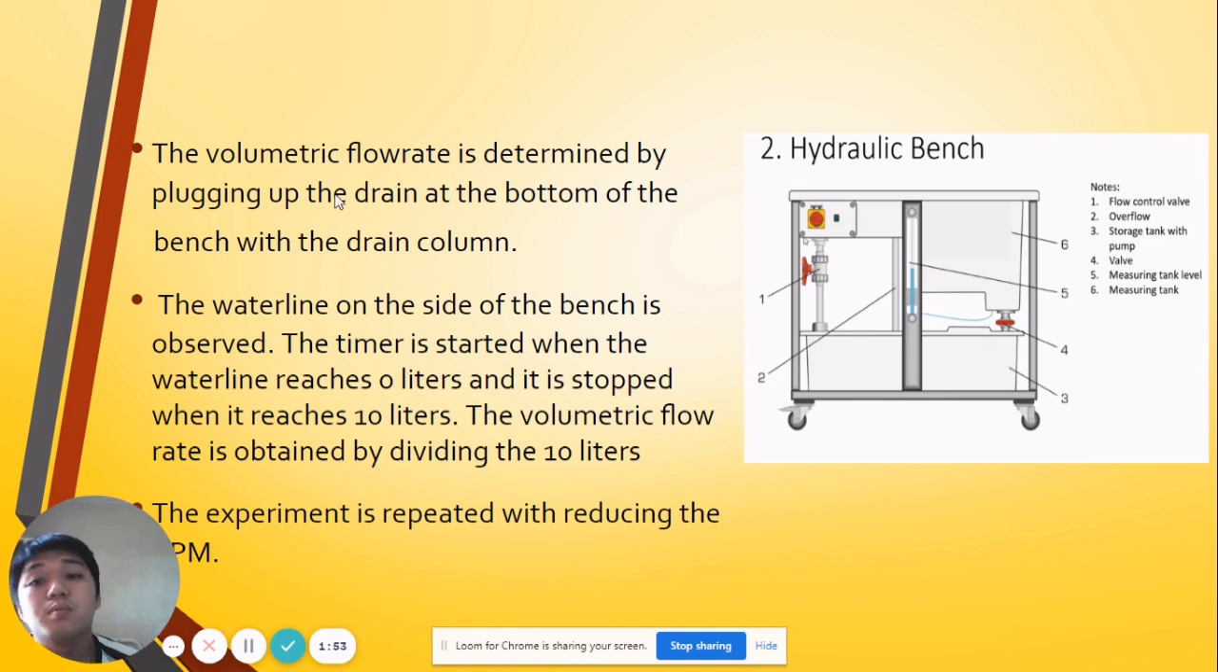The volumetric flow rate is determined by plugging the drain at the bottom of the bench, and the water line on the side of the bench is observed. The timer is started when the water is at 0 liters and stopped when it reaches 10 liters. The volumetric flow rate is obtained by dividing 10 liters by the time. The experiment is then repeated with reducing RPM. That's all for me. Thank you.